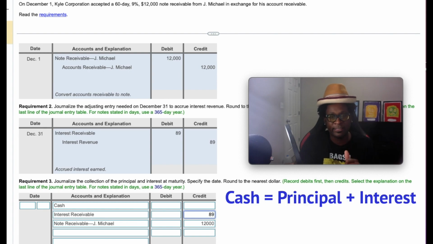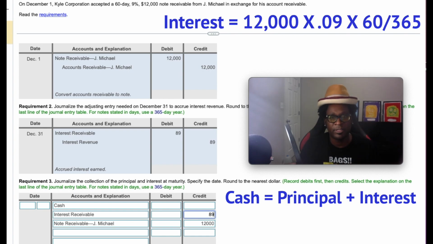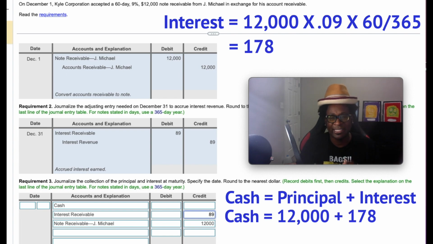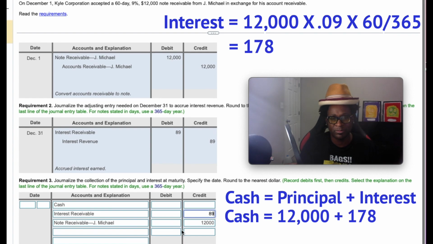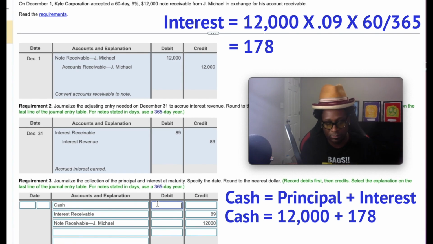Now, gang, our cash amount, as we said earlier, is principal plus interest. So we know our principal is $12,000. But to set that aside, we have to calculate the proper interest that's due. So how are we going to do that? The same interest formula that we used to accrue for our interest. So we're going to take the $12,000 times 9% times 60 days over 365, gang. And that should give us an amount of $178. So once we add that total interest to the $12,000 principal, our cash amount should equal $12,178, gang.